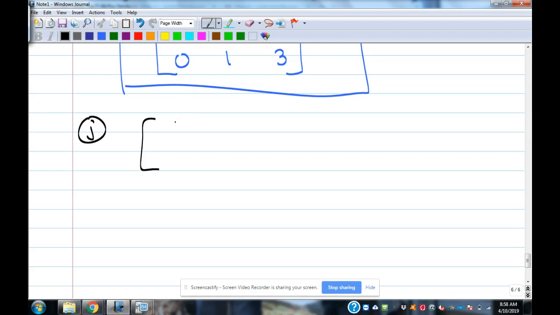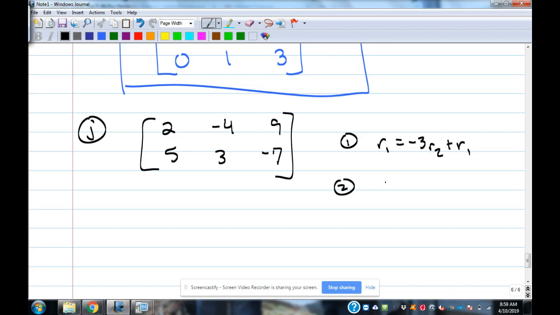Let's take another matrix here. 2, -4, 9, 5, 3, -7. Now, we kind of think that may have come from a two-variable system, but it really doesn't matter. You can take any matrix of any size and do row operations with it. It doesn't matter where it comes from. For this one, we're going to do 2 row operations. Row operation number 1 is row 1 is equal to -3 row 2 plus row 1. And row operation number 2 is row 2 is equal to 5 times row 1 plus row 2.